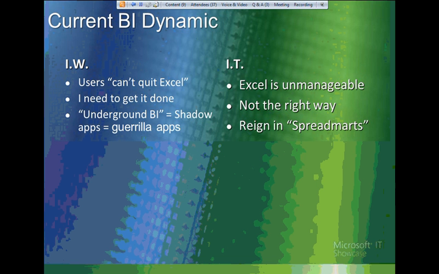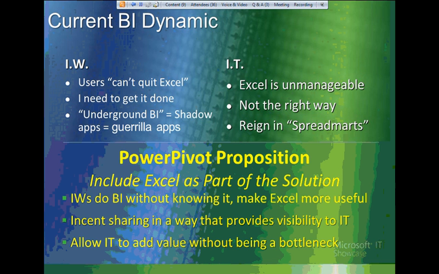And IT has no idea that such an application even existed, right? So IT's nightmare obviously is all kinds of spreadmarts all over the place within IT. IT doesn't even know about them, and business has those. So how do we make it a nice proposition between the two groups, information workers and IT groups? Well, why don't we include Excel as part of the solution?